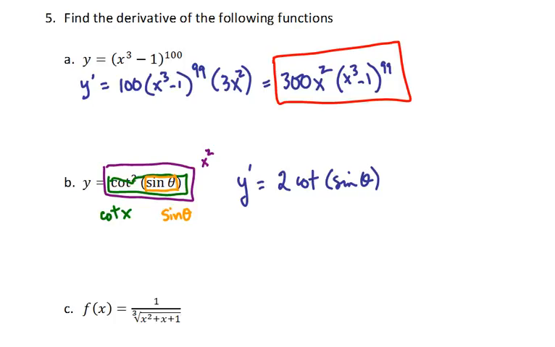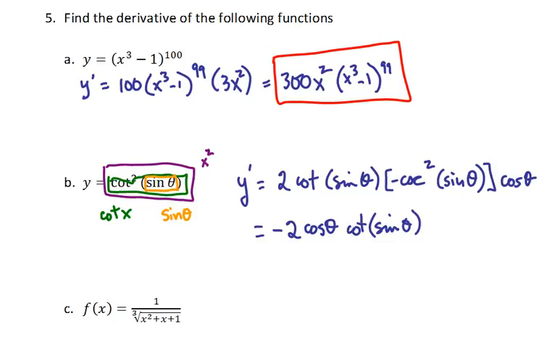Now we're going to take the derivative of cotangent, which happens to be negative cosecant squared, but leaving its inside alone, which is sine theta. And then we're going to multiply that times the derivative of sine theta, which is cosine theta. And there's not a whole lot that can be done, but we can simplify a little bit. Bring out the negative sign, and any constants. So it's negative 2 times cosine theta, times cotangent of sine theta, times cosecant squared of sine theta. And that's probably good enough. Maybe there are certain things that can be done with that, but I wouldn't worry about them at this point.